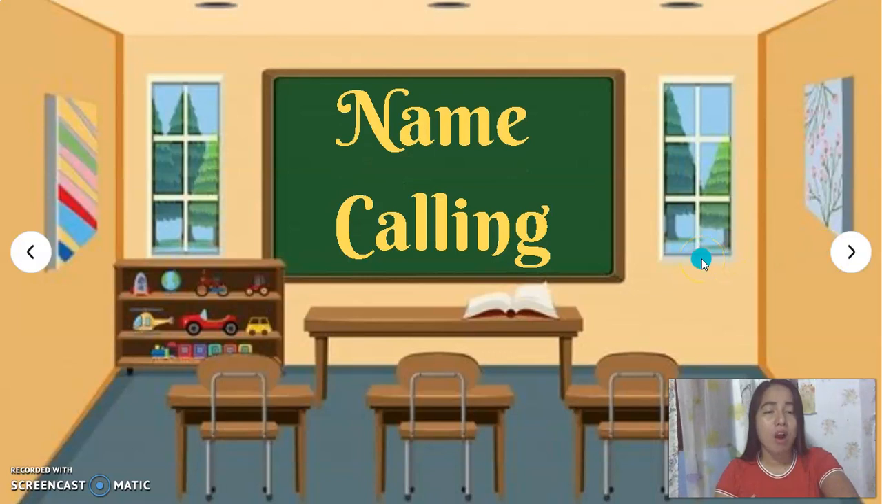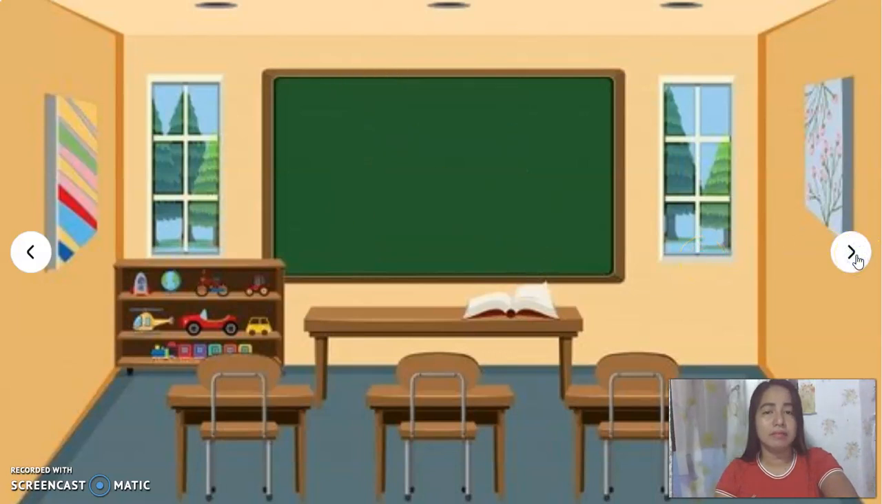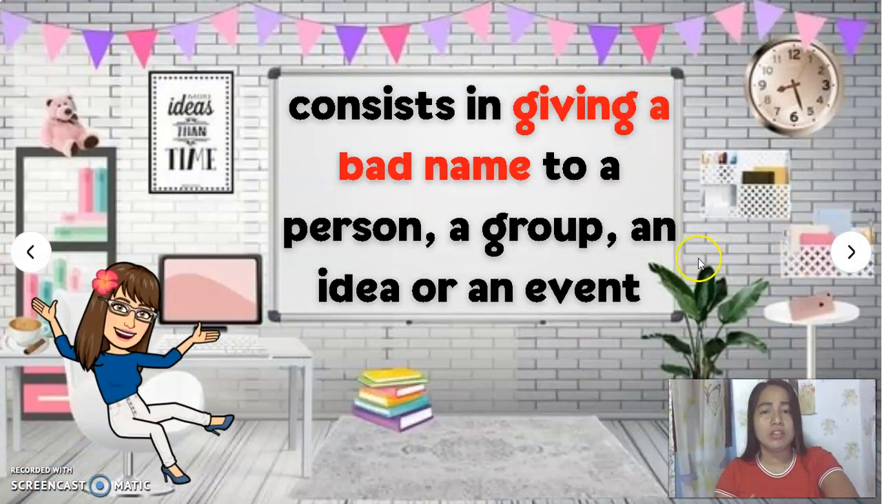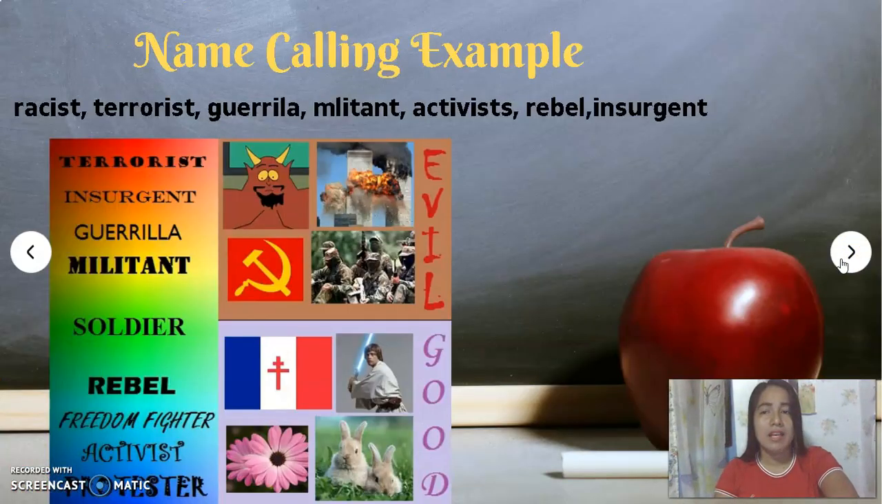Next, name calling. It consists in giving a bad name to a person, a group, or an idea or an event. The keyword is bad name. Example: racist, terrorist, guerrilla, militant, activist, rebel, insurgent. So they are negative or offensive words or names.